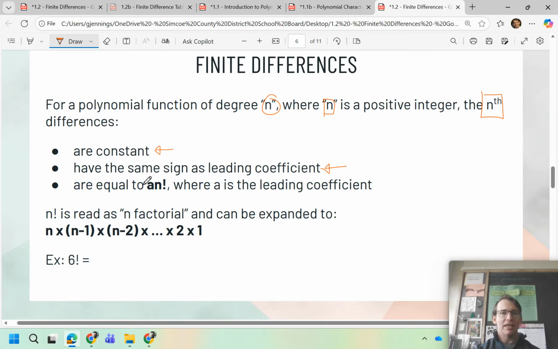And the constant differences that you find, the finite differences, will all be equal to a times n factorial. Hands up, who knows factorial? A few people, only very few hands. Okay, cool. We're going to get to look at factorials today. All right, that's great. One of my favorite little math bits.